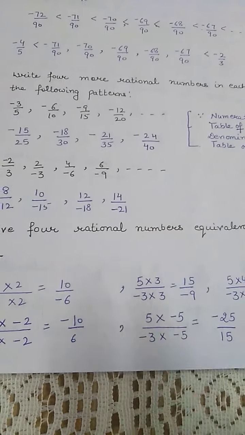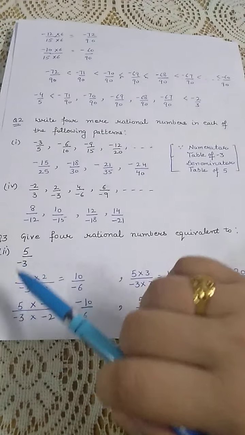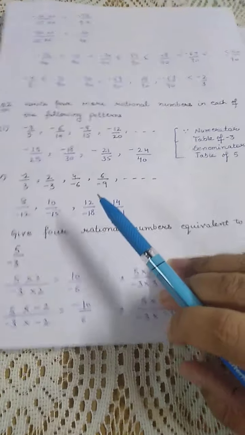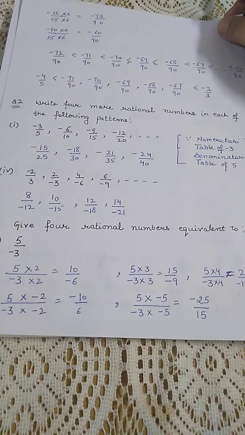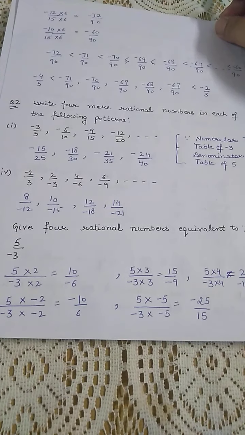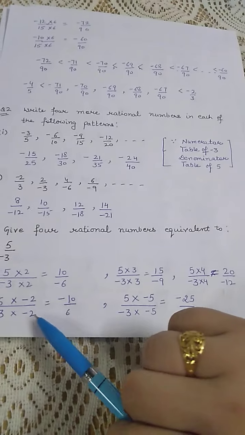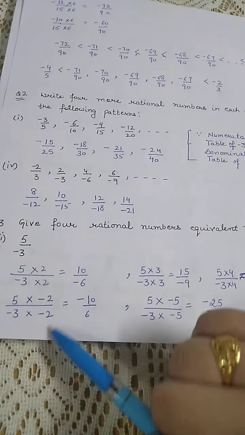So now students, see the next question. Give 4 rational numbers equivalent to 5 by minus 3. I have told you earlier also in my previous video how to find the equivalent fraction. You have to multiply your numerator and denominator as well with the same number. You can multiply with 2, 3, 4. I have multiplied it with minus 2 also, because these are also integers.